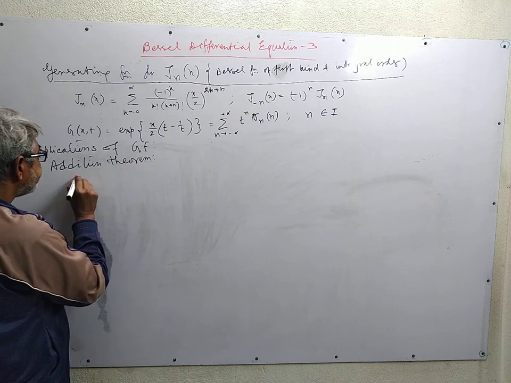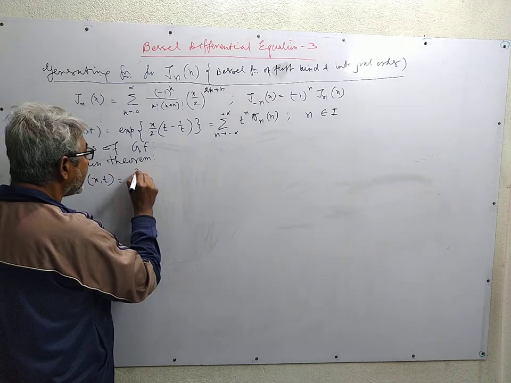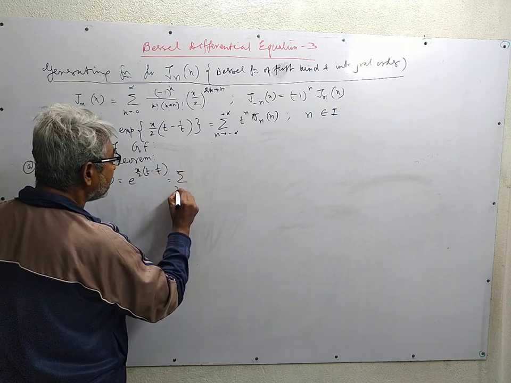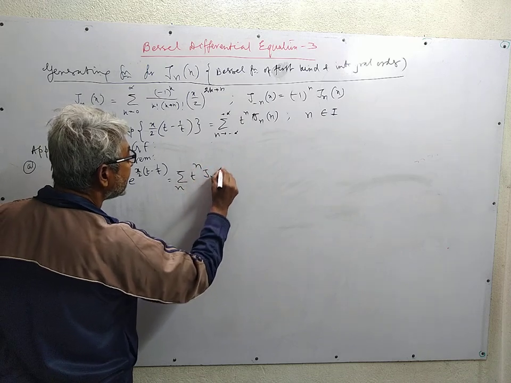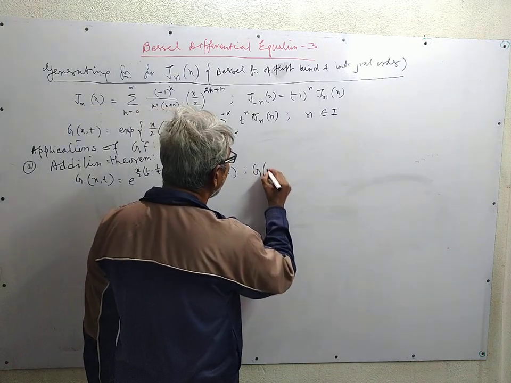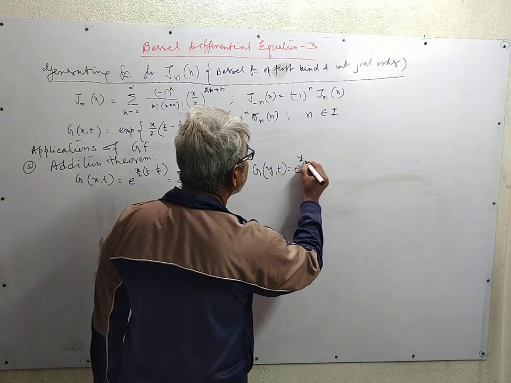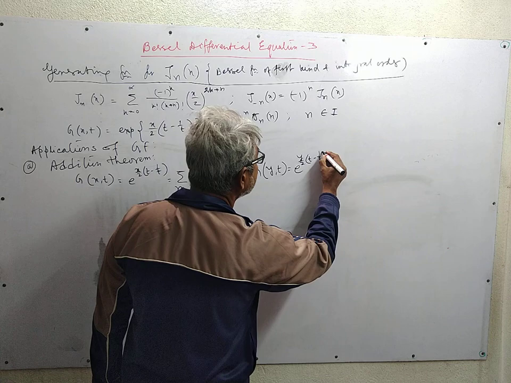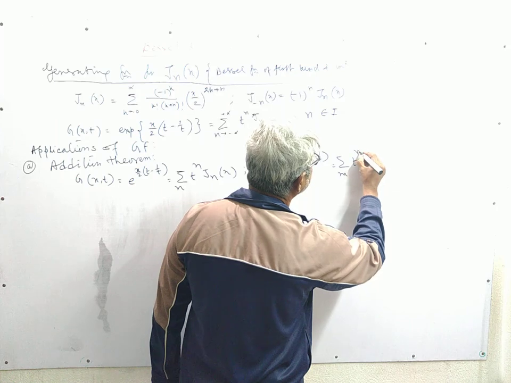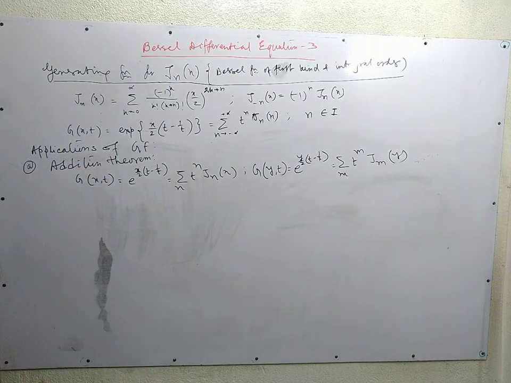We consider g(x,t) = e^{(x/2)(t - 1/t)} = sum over n of t^n J_n(x). We consider another generating function g(y,t) = e^{(y/2)(t - 1/t)}, which is equal to the sum over m ranging from minus infinity to plus infinity of t^m J_m(y). We multiply these two.